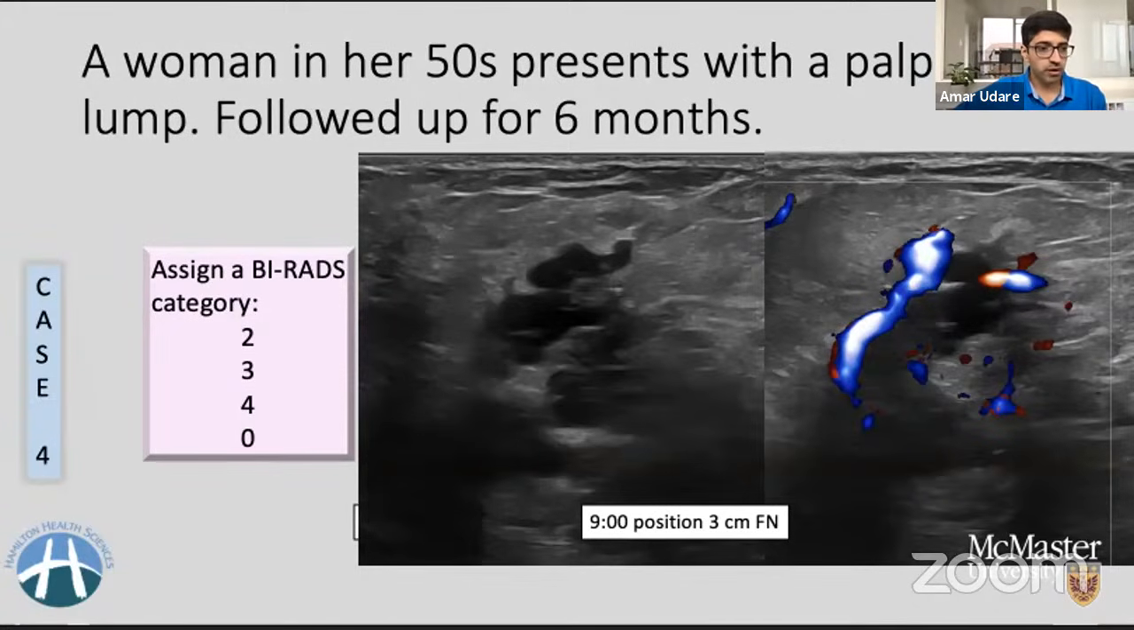So I can see some options. Aisha has given 4. Amal is telling that it's 4. Zelda is telling it's 4. Yeah, so most of you are going in the direction of 4, which is probably a good choice as well.